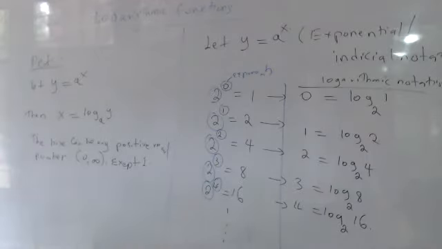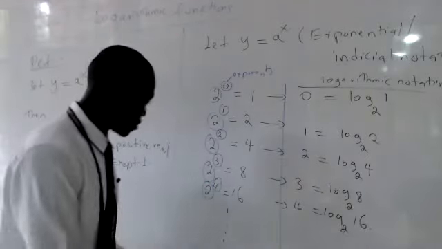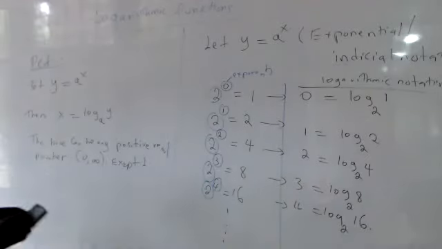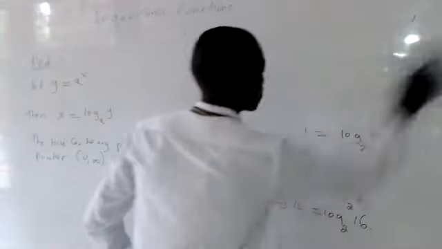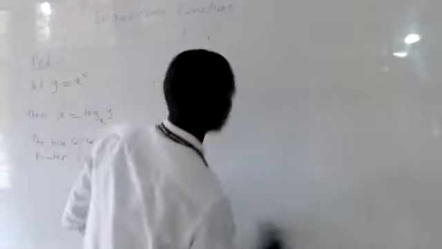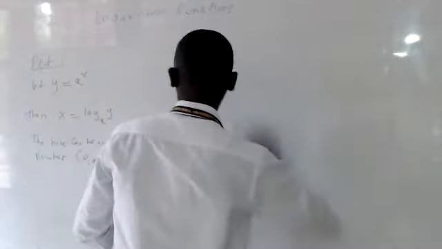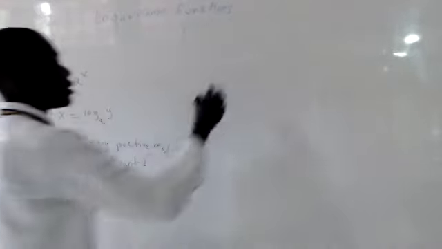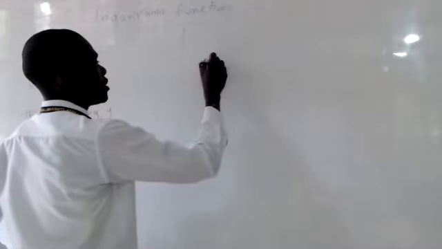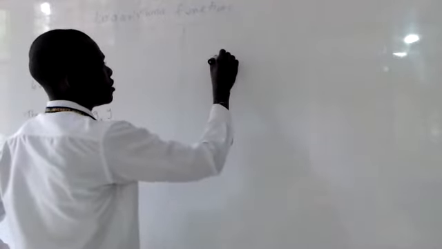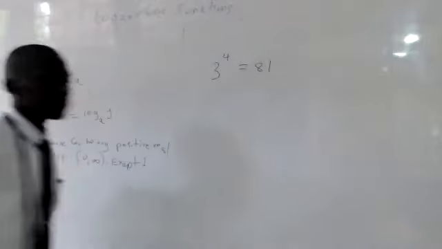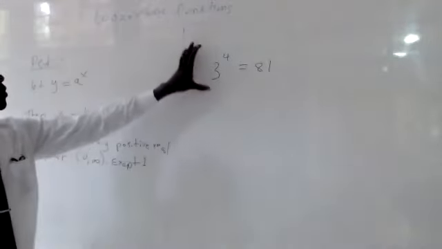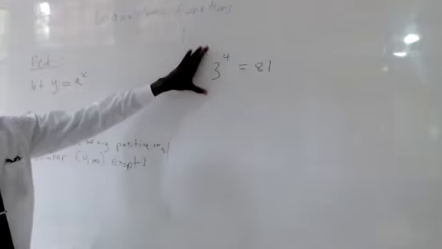Now let us look at a few examples of bases or logarithms. So let us see, suppose you are given 3 raised to 4 is equal to 81. This is in the exponential form.